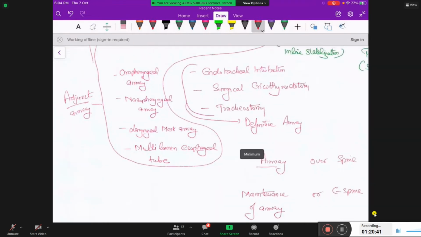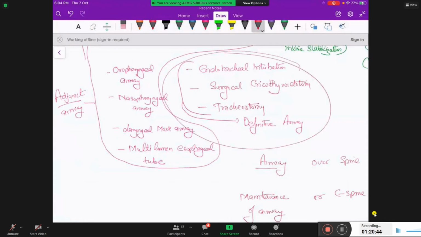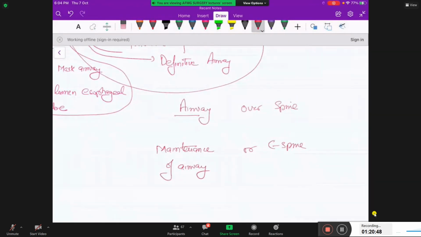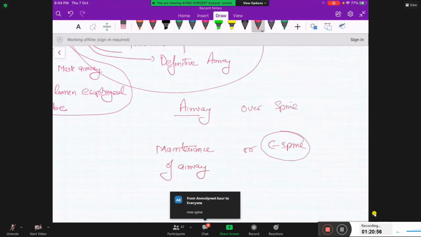We maintain the airway by definitive airways. Okay. So if the question says maintenance of the airway or cervical spine, which is your priority, the answer will change to cervical spine. We don't put an endotracheal tube without taking care of the cervical spine. But out of airway and cervical spine, always airway.